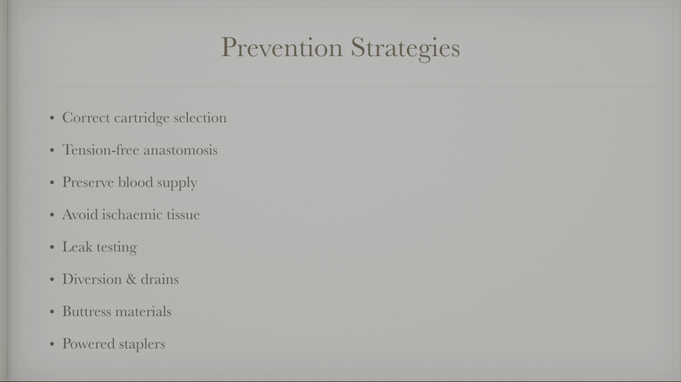The prevention strategies: prevention of the complications can be done by using correct cartridge selection, tension-free anastomosis, preserved blood supply to the anastomotic region, avoiding ischemic tissue, leak testing, diversion and drains, buttress materials, and powered staplers.